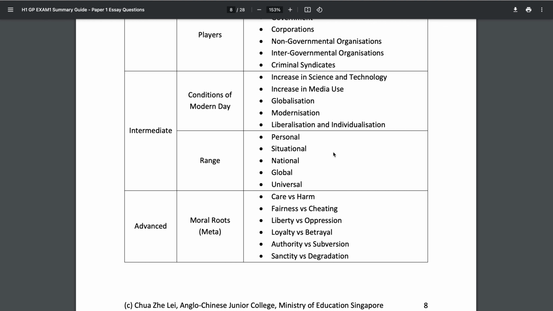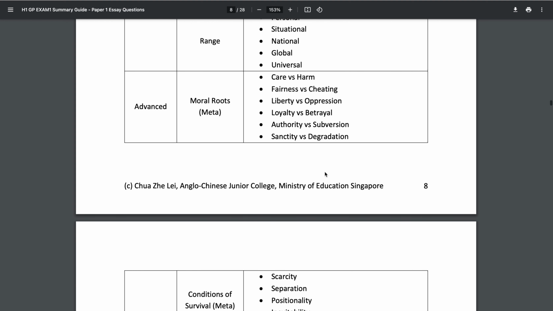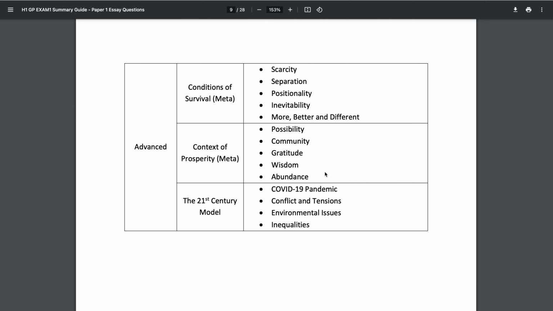For range, we are looking at personal level all the way to universal level. This again can be used especially with your 6 players. Personal is your individual level. Universal must be 100%, every human on earth will do this thing. So the range here is for you to consider, especially if you're doing the enhanced approach, where your flow will be.